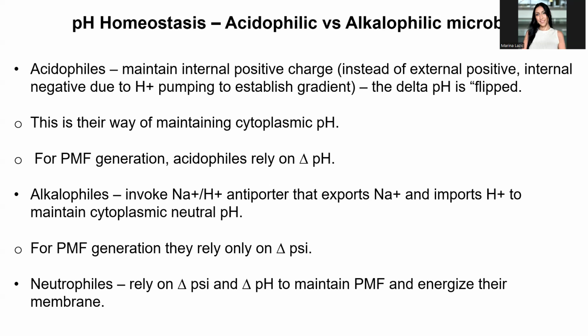Alkaliphiles, on the other hand, have the same membrane potential as usual. They don't have that flipped potential, but alkaliphiles rely on delta psi, which is the electrical component of proton motive force. They cannot rely on the chemical component. Unlike neutrophiles, organisms that love neutral pH, even though they can learn and adapt to live in lower pH, neutrophiles rely on both delta psi and delta pH to energize their membranes.